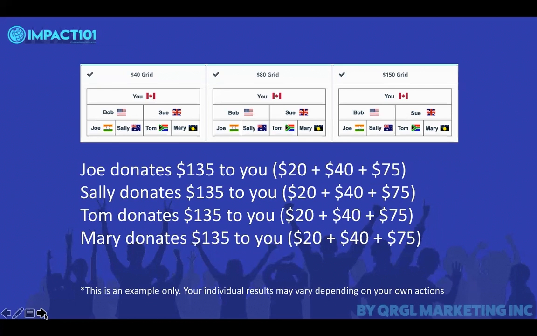Now Joe and Sally both make a $135 donation to Bob, who's their inviter, and they also make a $135 donation to you because they fell into your grid. Sue finds Tom and Mary, who each make a $135 donation to Sue, who's their inviter, and they also make a $135 donation to you because, again, they fell into your grid.